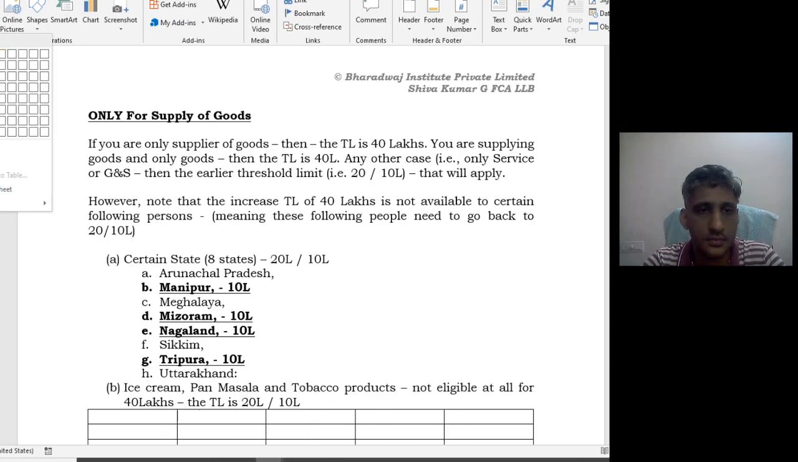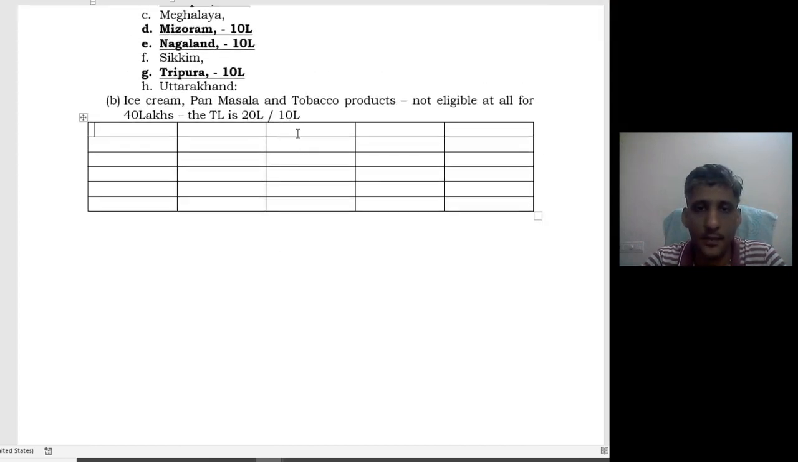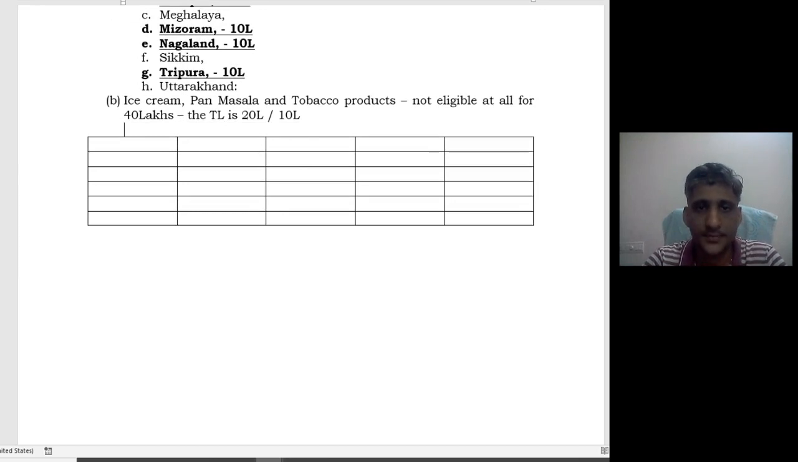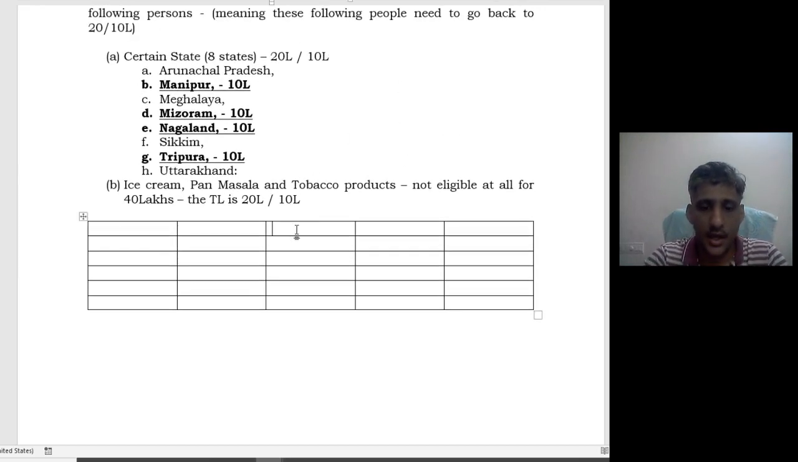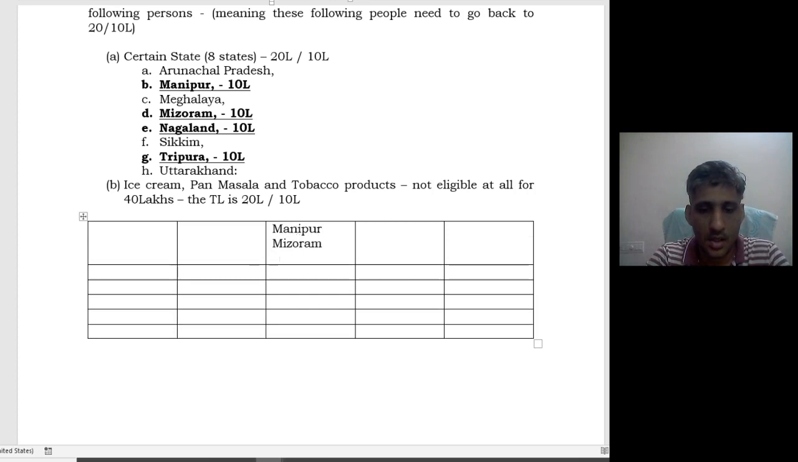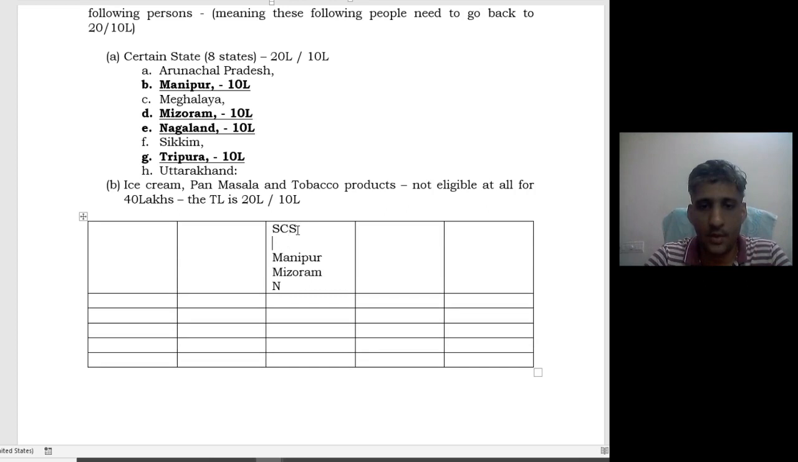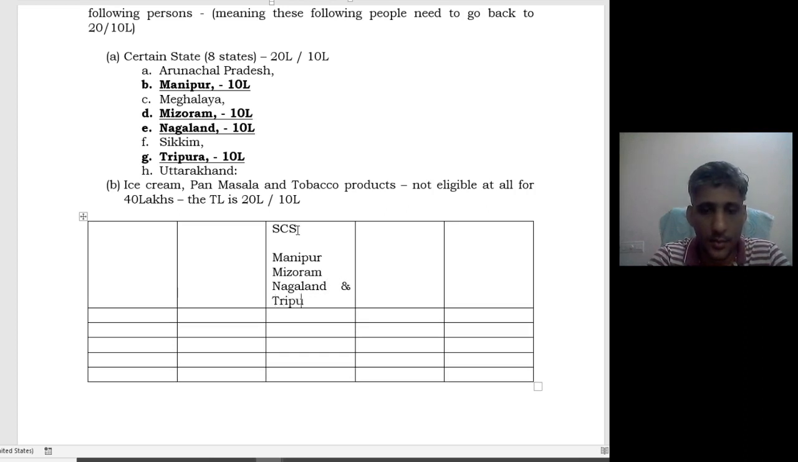This should do. Okay, so we have broadly three states. First one is, we'll call it Manipur, Mizoram. These are called special category states. So Manipur, Mizoram, Nagaland, and Tripura. Then states like Arunachal Pradesh.